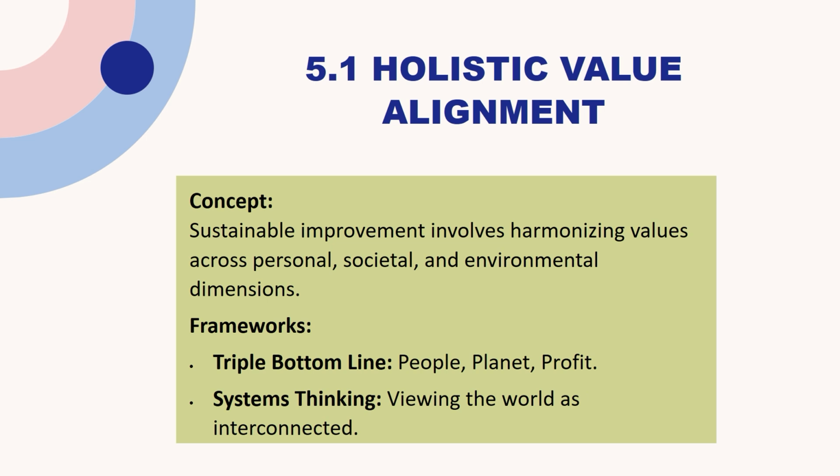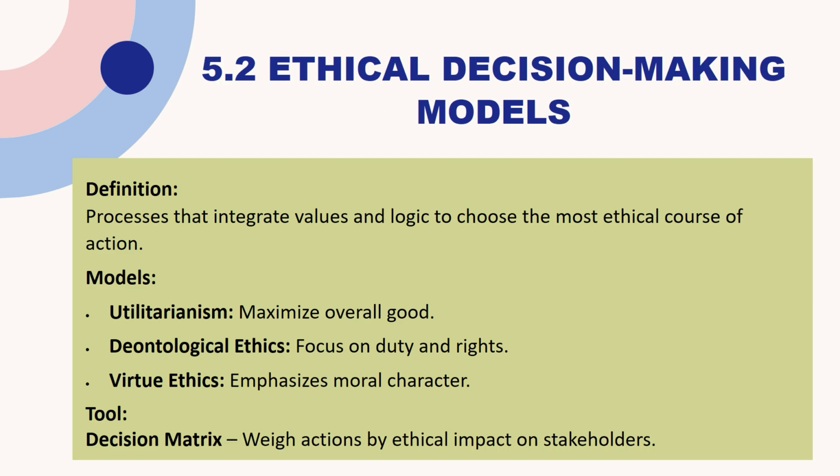Integration and practices. Holistic value alignment. The concept of holistic value alignment is sustainable improvement involving harmonizing values across the personal, societal and environmental dimensions. Framework of this holistic value alignment is the triple bottom line, that are people, planet and profit. Systems thinking, viewing the world as interconnected.